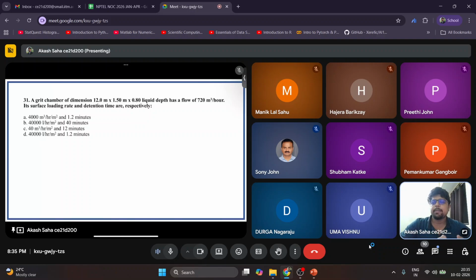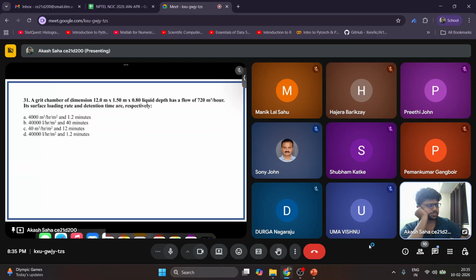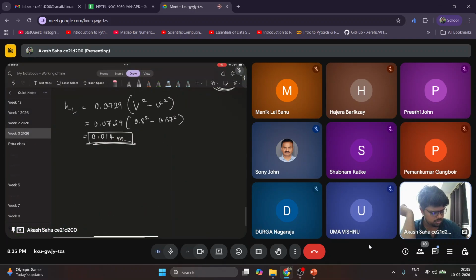A grit chamber of dimension 12 into 1.5 into 0.8, with 0.8 meter of liquid depth, has a flow of 720 meter cube per hour. What is the surface loading rate and the detention time? So they are asking surface loading rate and detention time. Very easy actually, this one also.